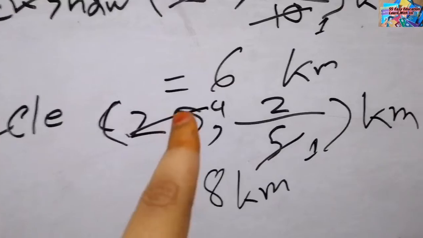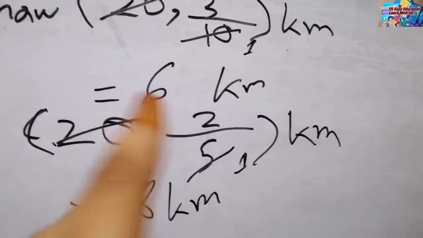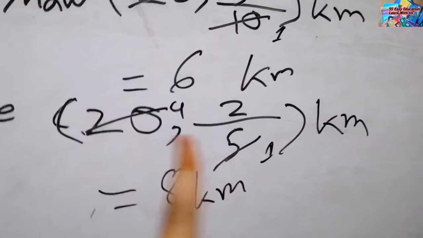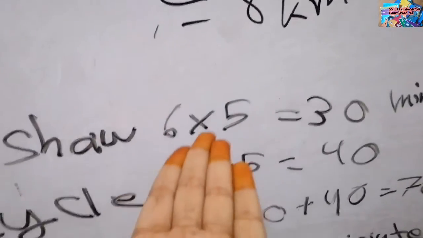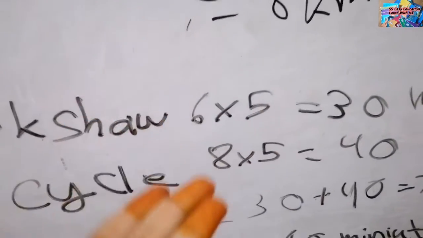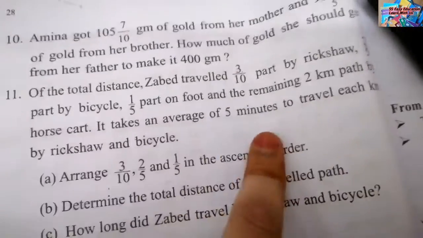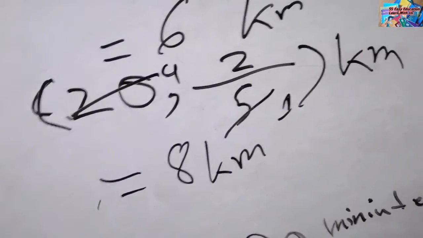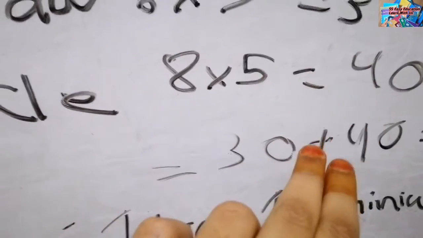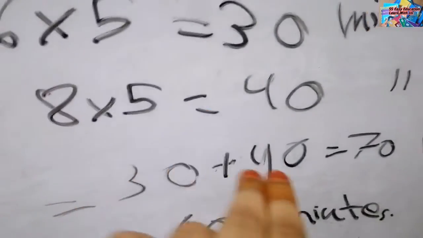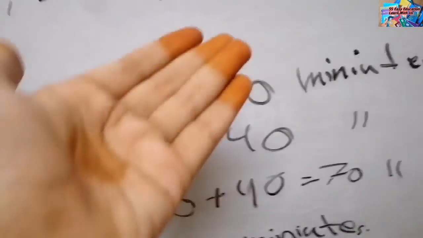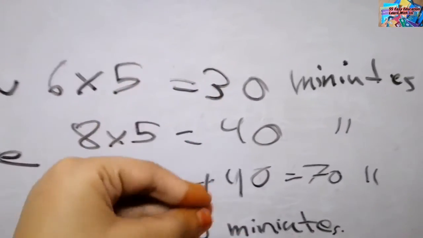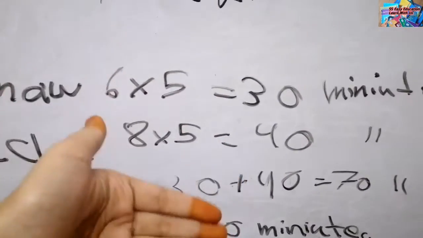Next, by cycle, it will be 20 times 2 by 5. I cut it by 5, and this will be 1, this will be 4. 4 twos are 8. Then in rickshaw, 6 times 5 minutes, because in the book it is written that it takes an average of 5 minutes to travel each km by rickshaw and bicycle. So 6 times 5 equals 30 minutes. And by cycle, it is 8 times 5 minutes, because it is 8 kilometers, so it's 40 minutes. Then I added 30 plus 40 minutes, because it asks for one answer as the addition of rickshaw and bicycle, which is 70 minutes.